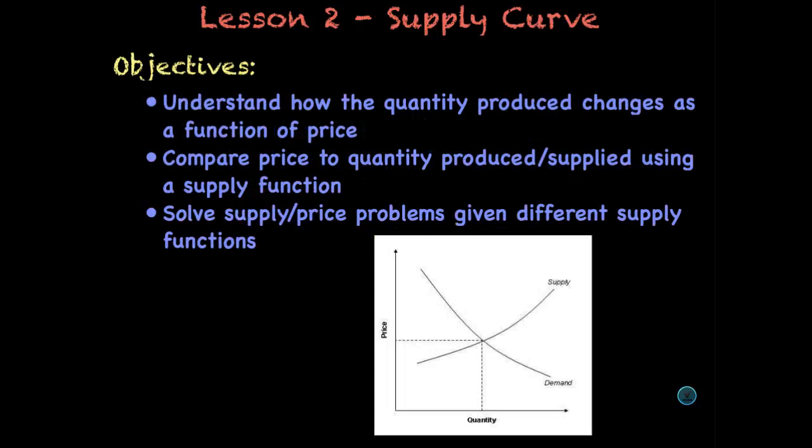The other thing to take away from this is that we're only dealing here in quadrant 1. We don't care about any of the other quadrants. So we're looking at our supply curve in quadrant 1. At this point, hopefully you can understand how the quantity produced will change depending upon the price. We can also compare price to quantity supplied using a supply function and solve problems given different functions.